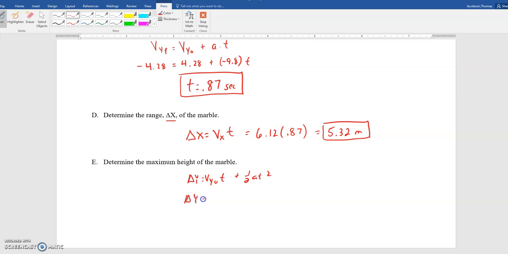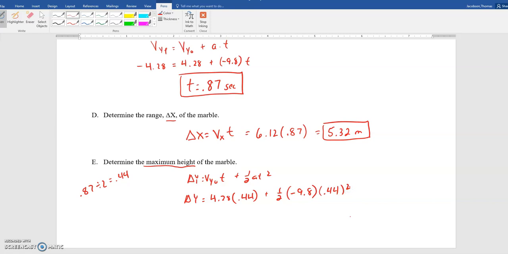So I can do delta y equals 4.28, but the time that I'm going to use is not 0.87 seconds. The reason why is because that time is to get all the way to the other end. We only want to know half that time because that's when it reaches maximum height, when it's halfway through. So I'm going to use 0.87 and divide that by 2, and that'll get me about 0.44 seconds. So that's why I'm using 0.44 instead of the full time of 0.87.